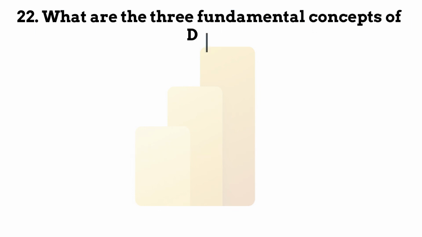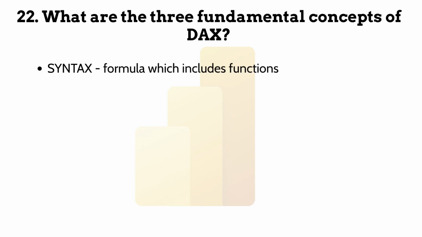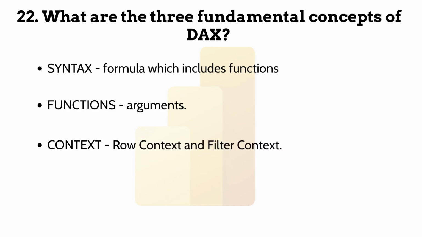Next question. What are the three fundamental concepts of DAX? We have the syntax. This is the formula which includes the DAX functions. If the syntax is incorrect, it will result in an error. Then we have functions. There are arguments with specific orders to perform. Functions help to calculate any particular order as required. And lastly we have context.